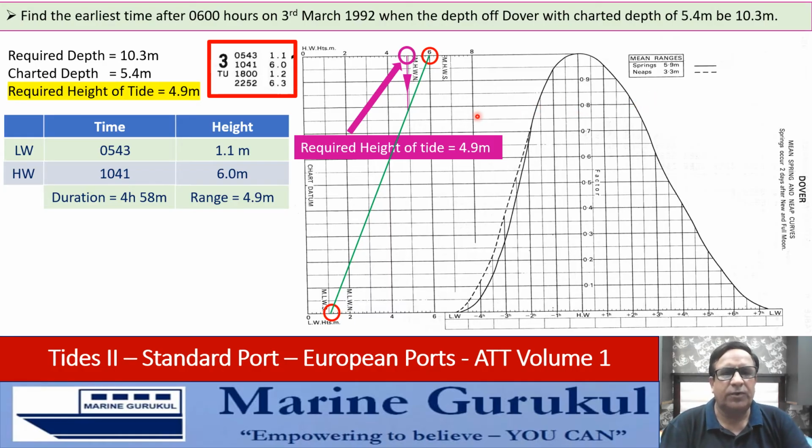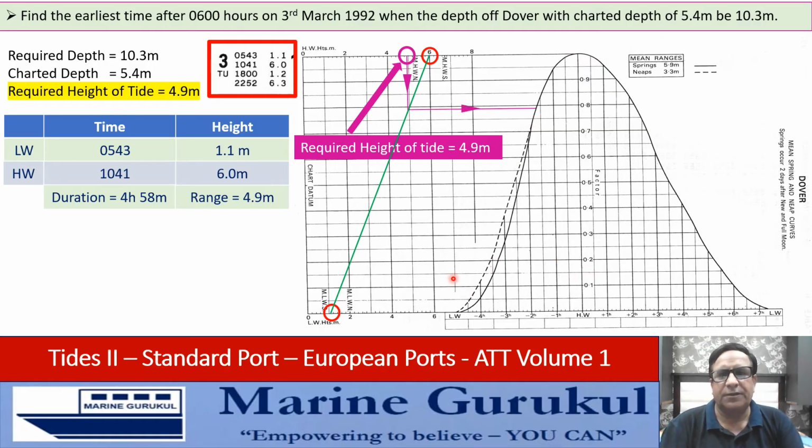Now you have to see whether the time of occurrence is before high water or after high water. Now we can see it's a flood tide. Why? Because 0543 was low water, high water is 1041, so it's flood tide. So the height of tide when it is 4.9 meters, that shall be a time before high water. So that means when we go horizontally from here, we'll be stopping on the left side. That means before high water.